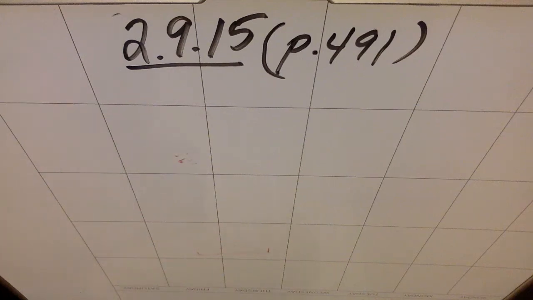We're doing some more SAT prep. This is 2.9.15, which is practice test 2, section 9, number 15 on page 491. The lengths of the sides of a right triangle are consecutive even integers, and the length of the shortest side is x. Which of the following equations could be used to find x?